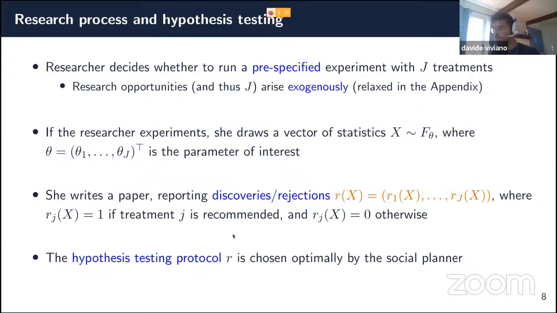Now, the hypothesis testing protocol R will be chosen optimally by the social planner. And so our goal will be to characterize the best R, the best test.